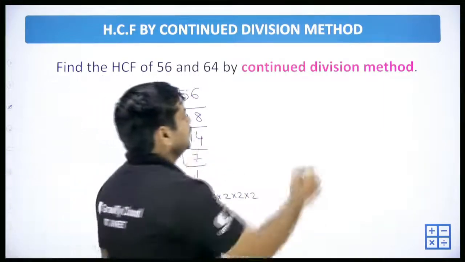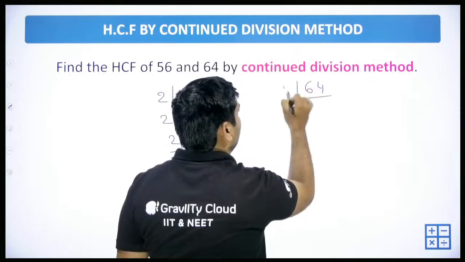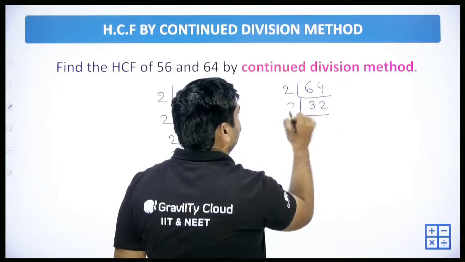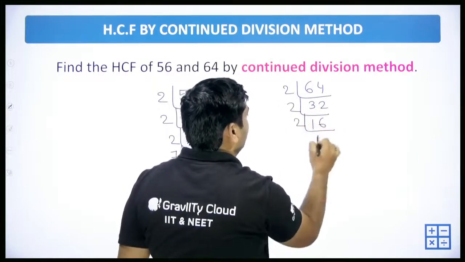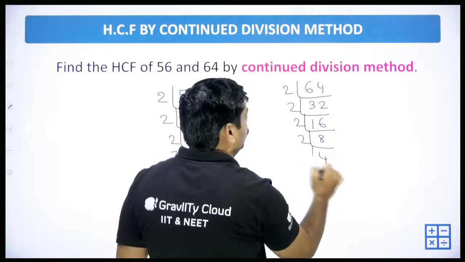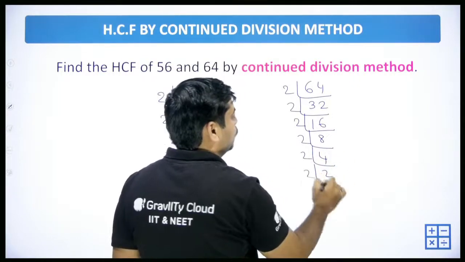And now 64 can also be written as 2 times of 32, 2 times of 16, 2 times of 8, 2 times of 4, 2 times of 2, and 2 times of 1.